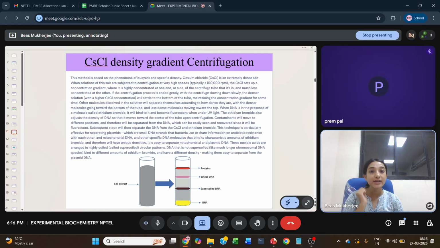So cesium chloride is extremely dense, and when solutions of the salt are subjected to centrifugation at a very high speed, typically 100,000 rpm, cesium chloride sets up a concentration gradient, where it is highly concentrated at the end or side of the centrifuge tube.